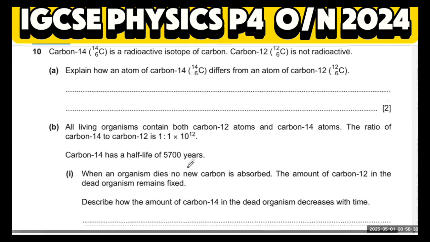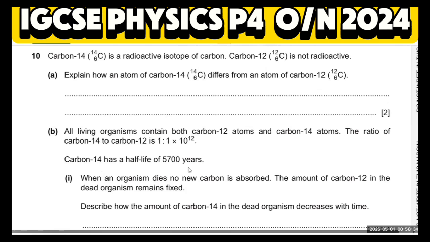Next question, question 10, second last question. Carbon 14 is a radioactive isotope of carbon. Carbon 12, 12 6, is non-radioactive. Explain how carbon 14 is different from carbon 12. We know that these are isotopes of carbon, in which the charge number is the same but the mass is different. So we can write carbon 14 is heavier. Why? Because it has 2 more neutrons. So carbon 14 is heavier. First point, and the second point, you can write carbon 14 has 2 more neutrons.